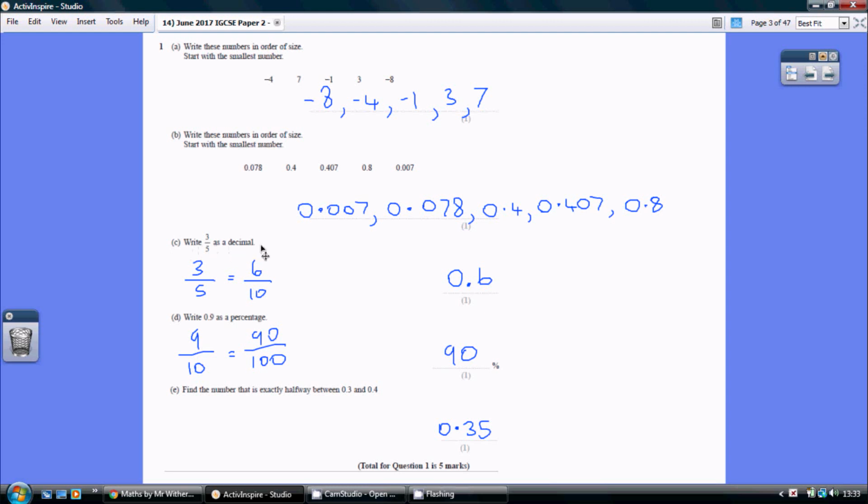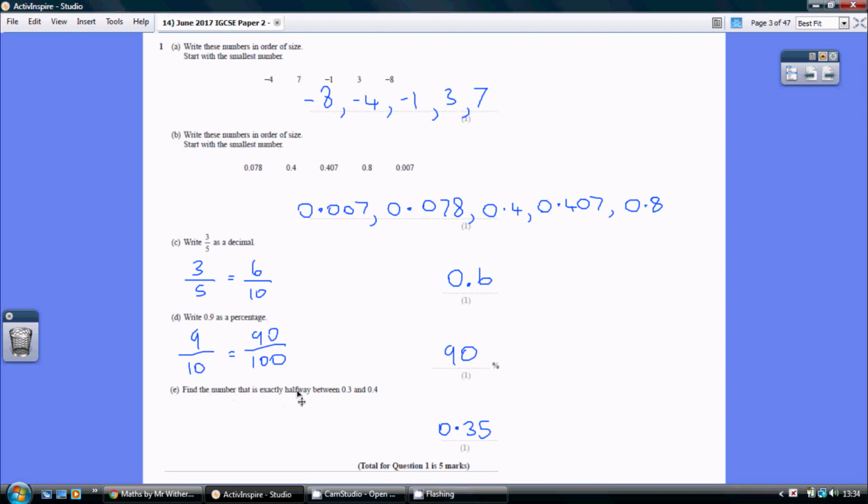Writing 3/5 as a decimal, well, you can just simply put this into your calculator. 3 over 5 equals to get your 0.6. And writing 0.9 as a percentage, well, 0.9 is 9/10, which is 90 out of 100, which is 90%. That can also just be done on your calculator.